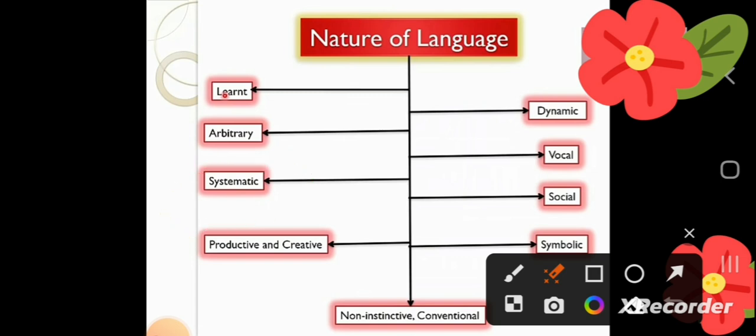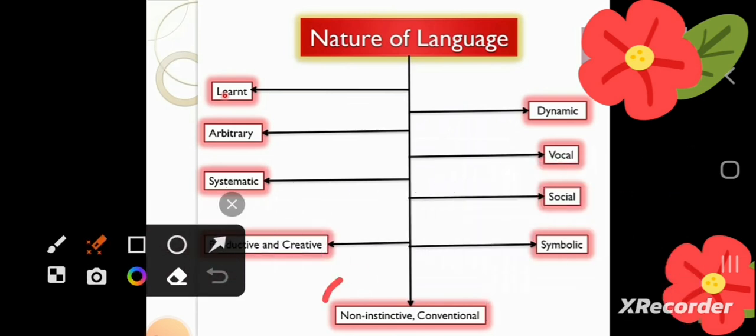Next, systematic. Language follows specific rules and structures, grammar and syntax, that organize how words and sentences are formed and understood. Next, productive and creative. Language allows for the creation of an infinite number of sentences and expressions from a finite set of rules and vocabulary. This creativity enables speakers to produce and understand new and unique utterances.